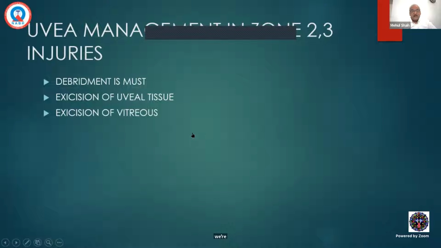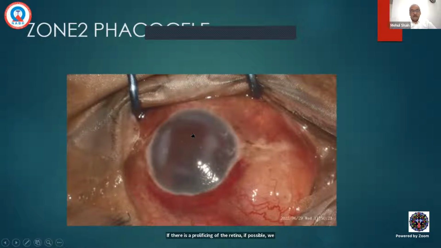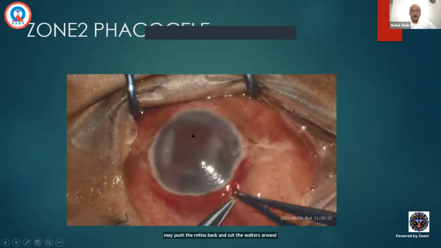Debridement is a must. Excision of uveal tissue or excision of vitreous. If there is prolapse of the retina, if possible, we may push the retina back and cut the vitreous around. We can see this zone 2 injury with phacocele.